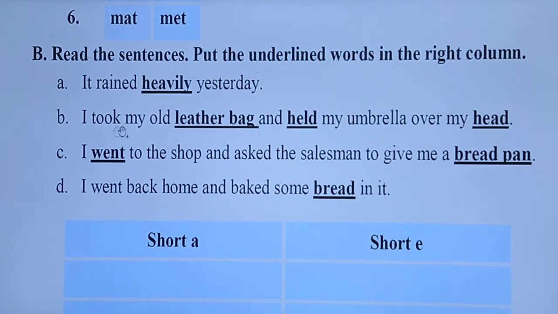Number part B. I took my old leather bag and held my umbrella over my head. Leather bag. Which sound is it? A. Short A. Bag. Short A. Great. Held. Short A. And head.